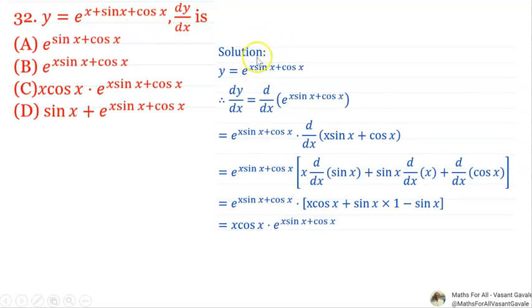Now the next question. Y is equals to e raised to x sin x plus cos x, then dy by dx is equals to, okay, easy question. Y is equals to e raised to x, what is the derivative? It is e raised to x. Similarly here dy by dx is equals to ddx of e raised to x sin x plus cos x. Then what will its derivative be? e raised to x sin x plus cos x into ddx of x sin x plus cos x. Now for x sin x we use the product rule, and derivative of cos x is minus sin x.